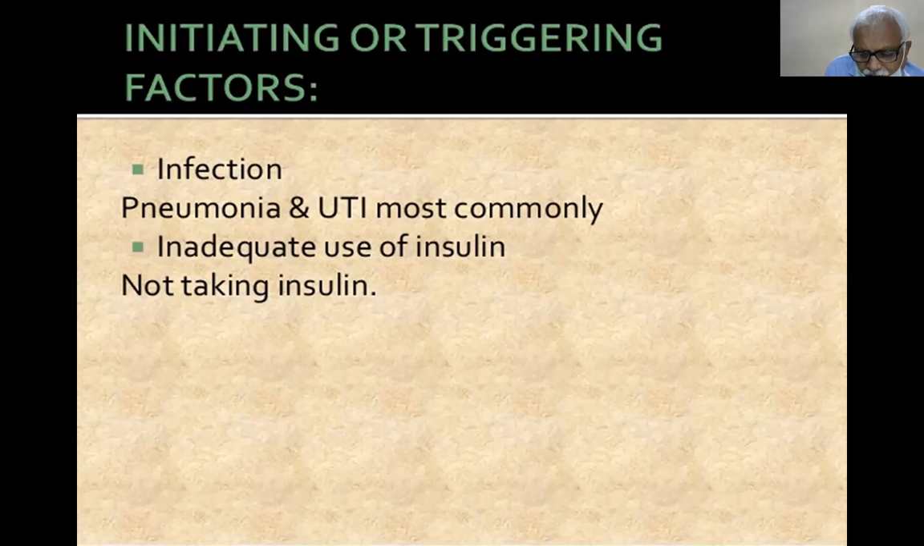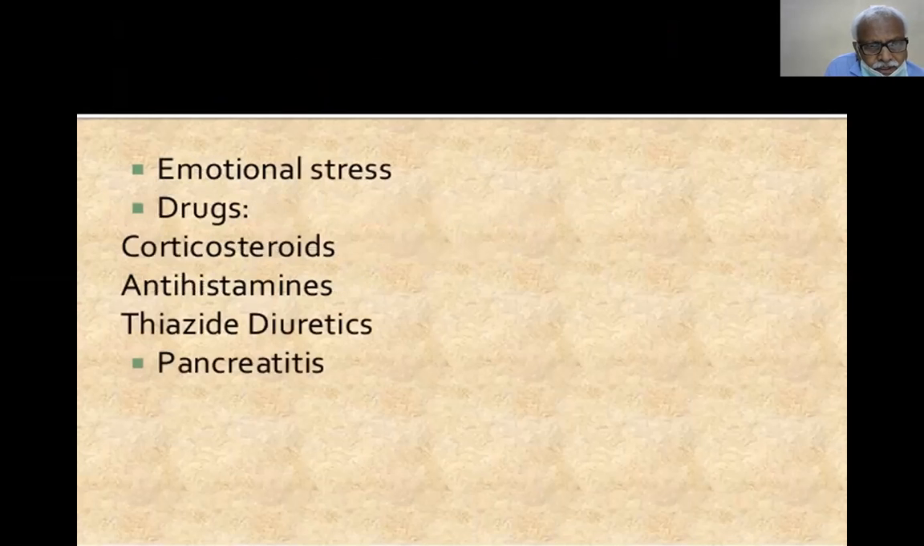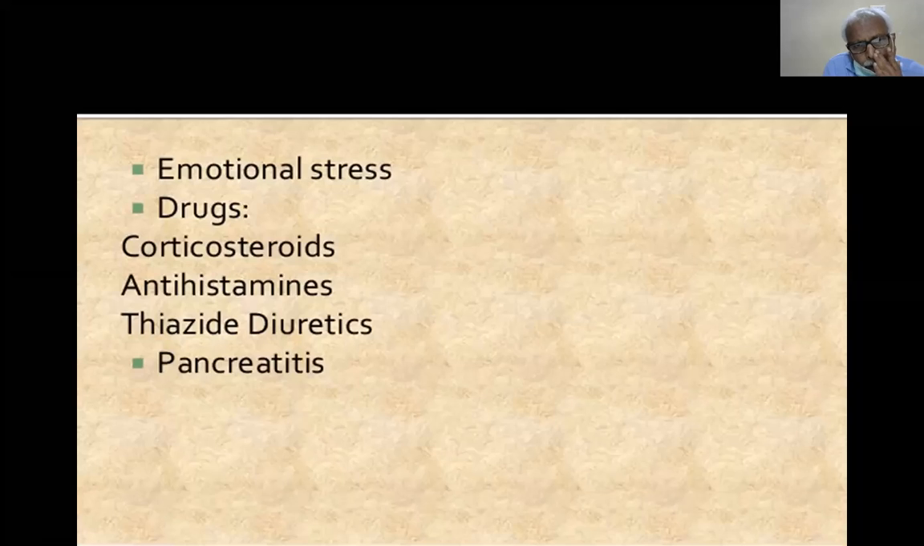So not taking insulin, forgetting the insulin dose, or lack of insulin reserves in the fridge to be utilized by the patient. Emotional stress is the most common problem. The people working in very fast areas will not be calm. They will be having emotional stress in the office.